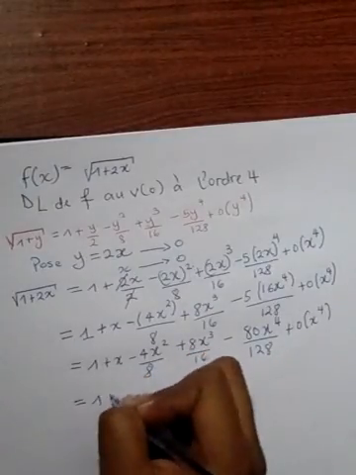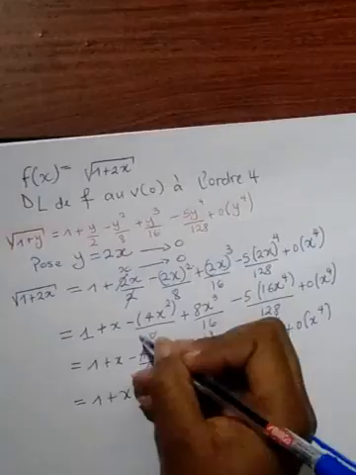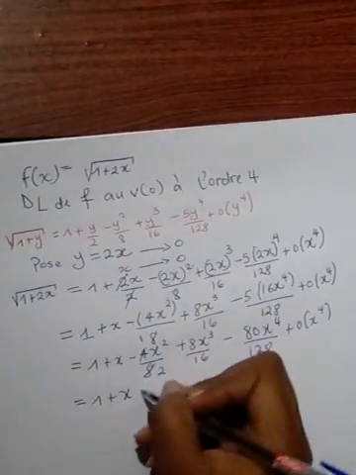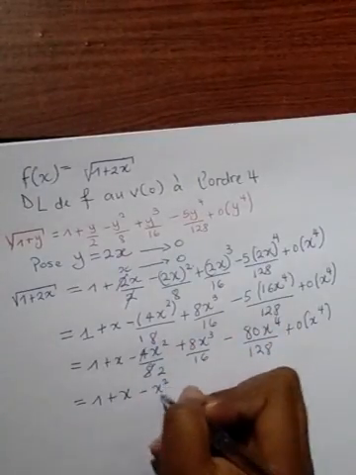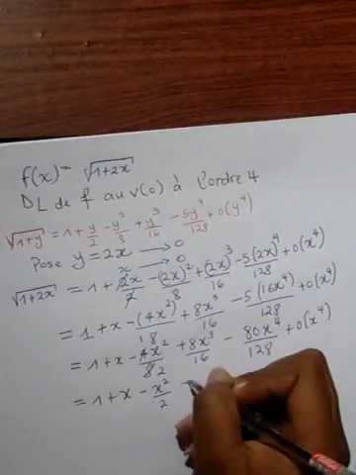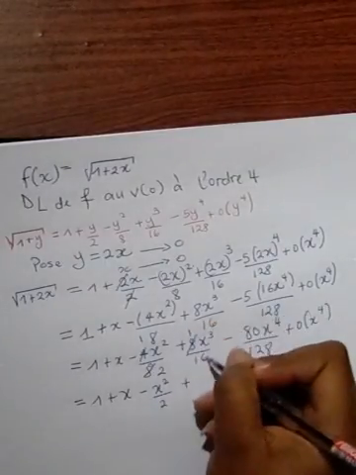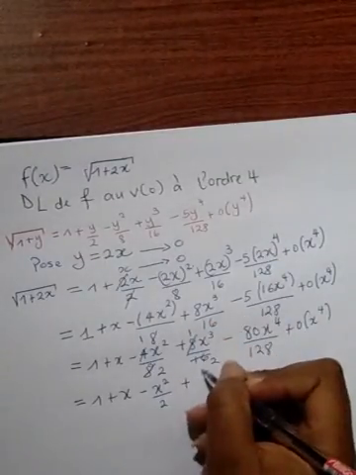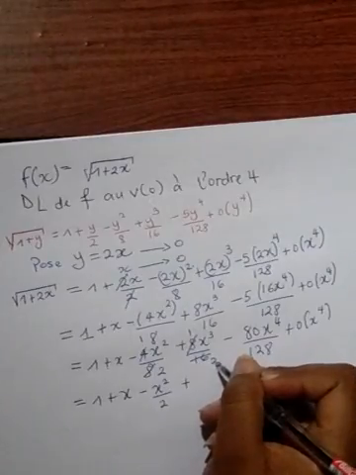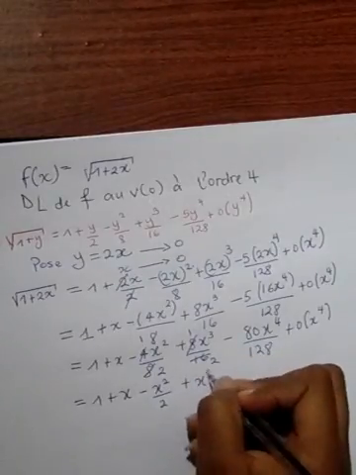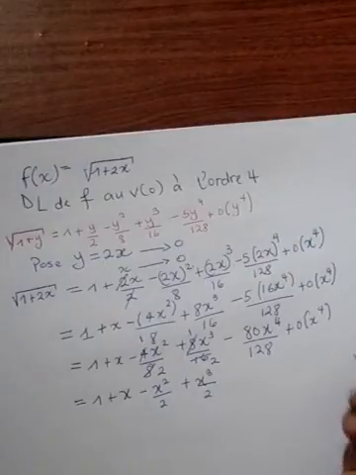So finally we have 1 plus x. 4 here, 1 here will give us 2. So we have minus x squared over 2 plus 8, we here will give us 1, 8 will give us 2, because 16 over 8, that's 2. So we're left with x raised to the power of 3 over 2.